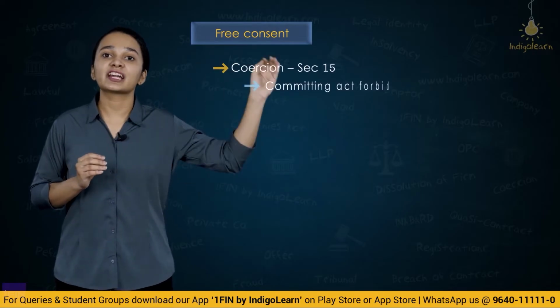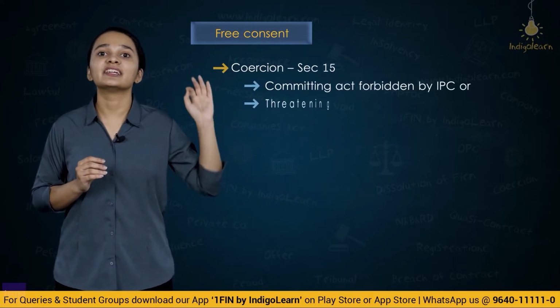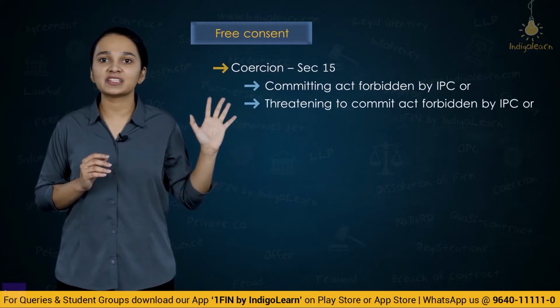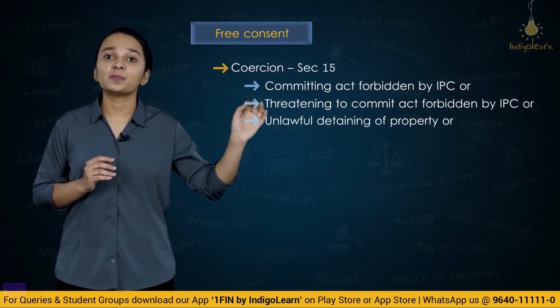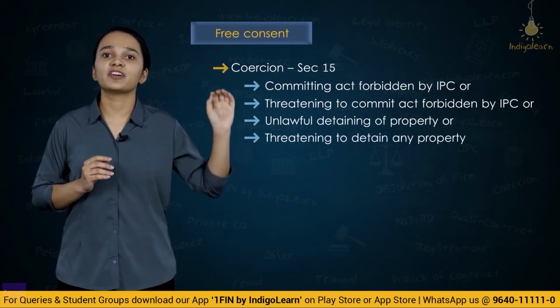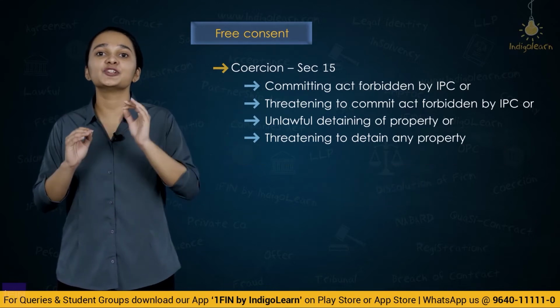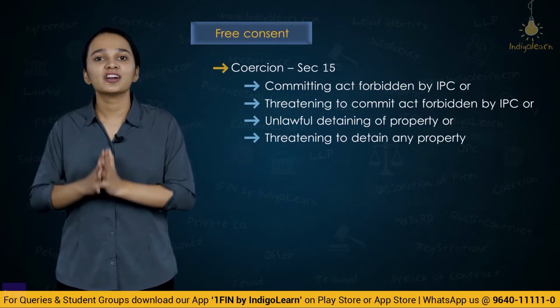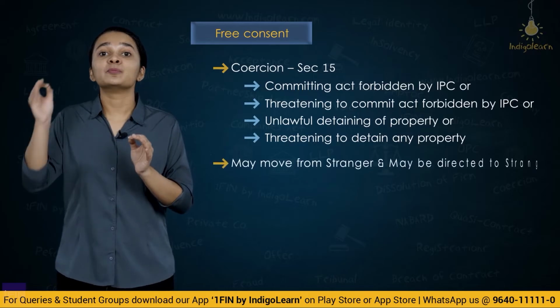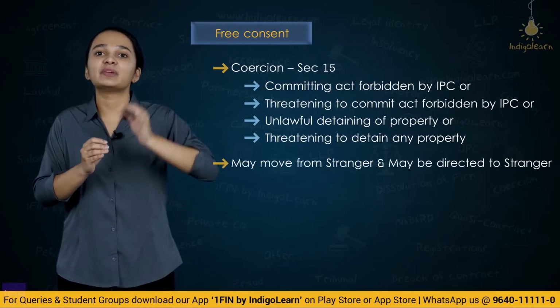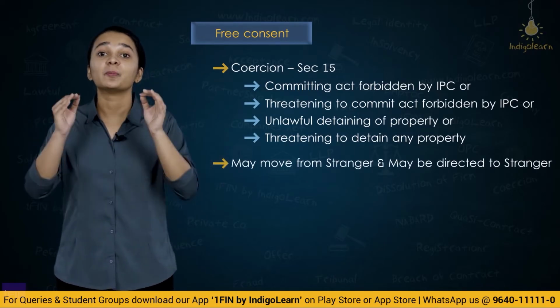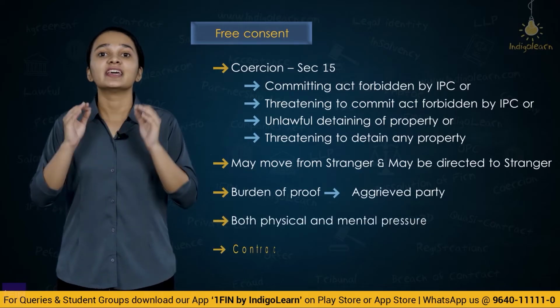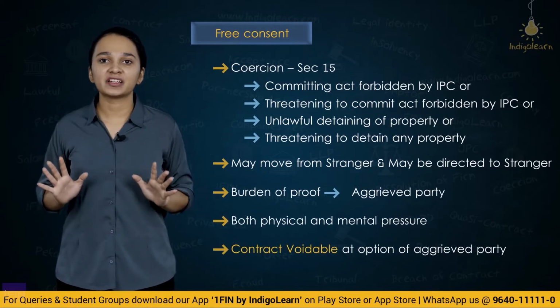This is committing an act forbidden by IPC, threatening to commit an act forbidden by IPC, unlawful detaining of property or threatening to detain someone else's property with an intention to make that other person enter into a contract. Coercion can move from a stranger and can be done upon a stranger. Burden of proof in case of coercion is on the aggrieved party.